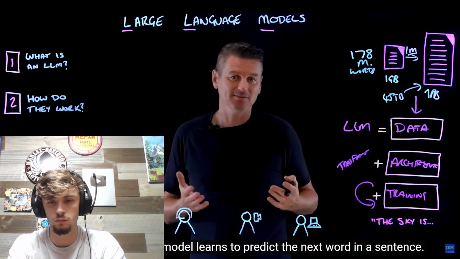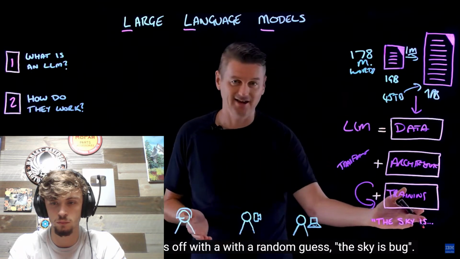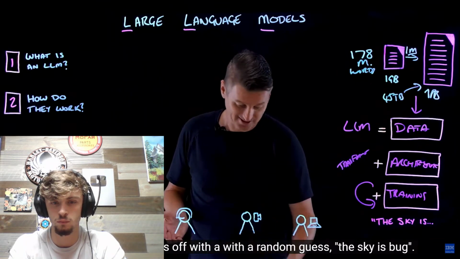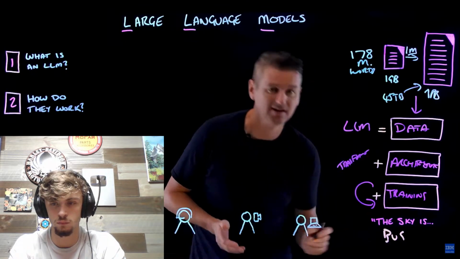Now, during training, the model learns to predict the next word in a sentence. So the sky is, it starts off with a random guess. The sky is bug.